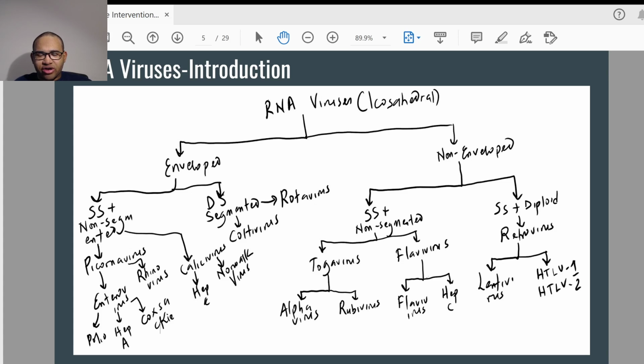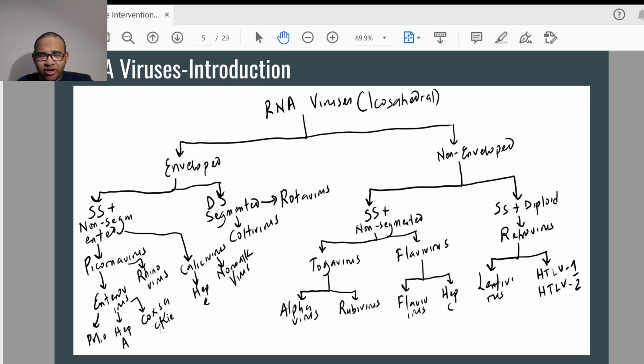So the RNA viruses, for the most part, tend to be icosahedral. You can have those that are enveloped, you can have those that are not enveloped. Under the enveloped group, we have those that are positive sense, non-segmented, right? So these are ones that are essentially mRNA. So they can directly infect the nucleus because that positive sense RNA can be translated directly into protein, right? So it's very infective.